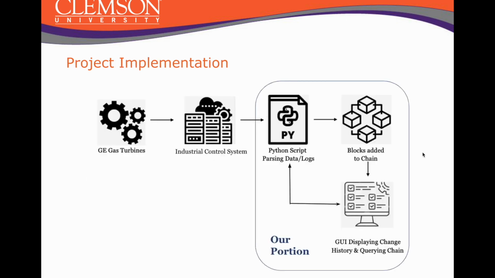This slide covers how this project is implemented within GE systems. On the left are the gas turbines, which send information through the industrial control systems, and our project captures these configuration and log files, parses them through our Python scripts, puts them on the blockchain, and reads them through the GUI to display whenever a configuration change happened and a history of when and who changed these configurations.